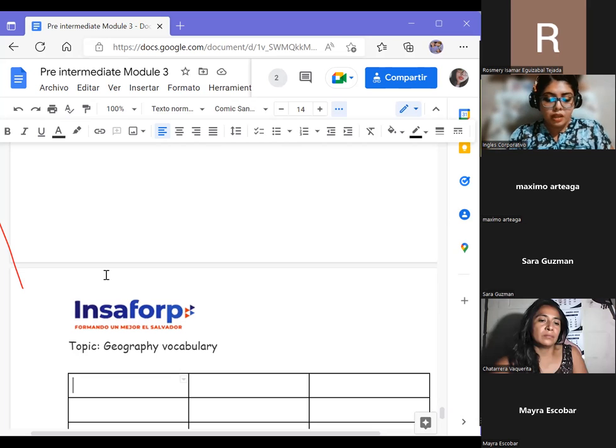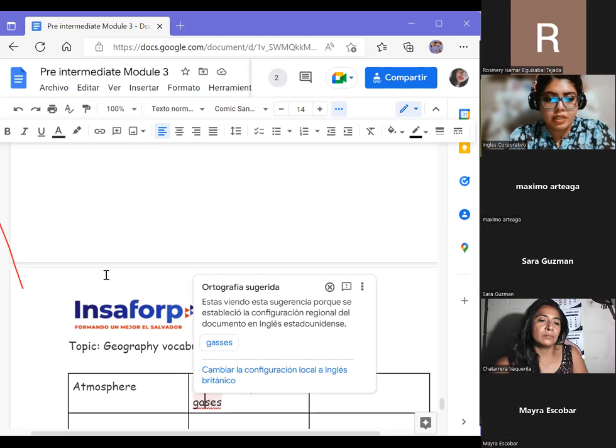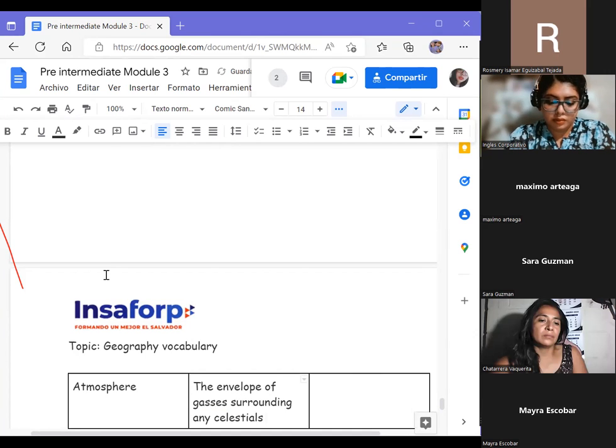So, the first word we have here, atmosphere. We have atmosphere, and the meaning is the envelope of gases surrounding any celestial body. Yes, different interpretation of the word. And in Spanish, I think that is kind of easy to interpret this word. So atmosphere in Spanish is atmósfera. It's very simple and very easy.